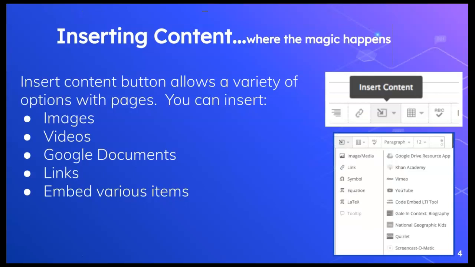So back to inserting content. By clicking on the Insert Content button, a sub menu will pop up that will look like this on the right-hand corner. There, you'll be able to insert any type of content you would like. It gives you some options when you open it. You can also, if you click Image or Media, you can follow the steps to insert and embed content.